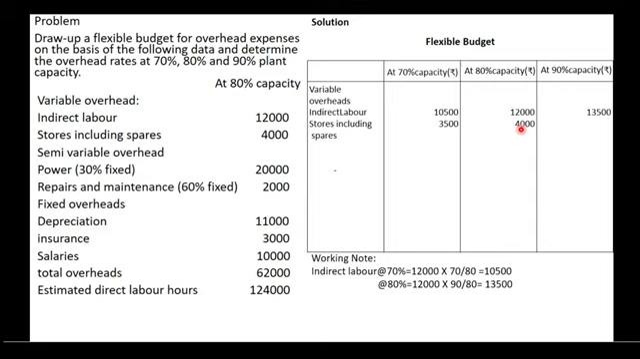Okay, the semi-variable overhead. Under the power, here the 30% is fixed. So here the amount of the power is 20,000 rupees. So in this 20,000 rupees, the 30% is fixed.